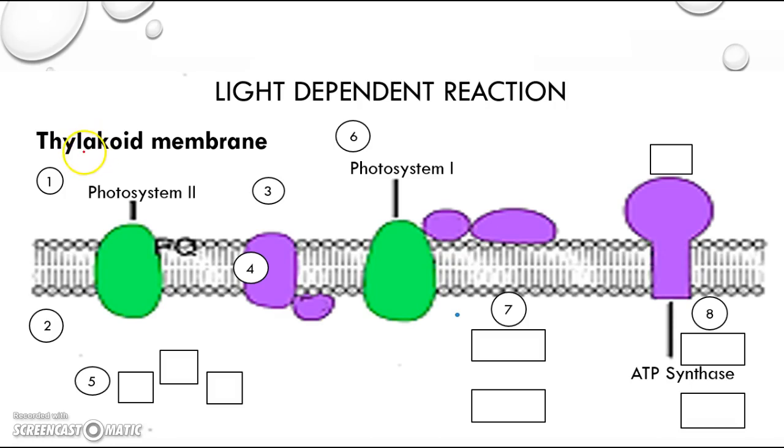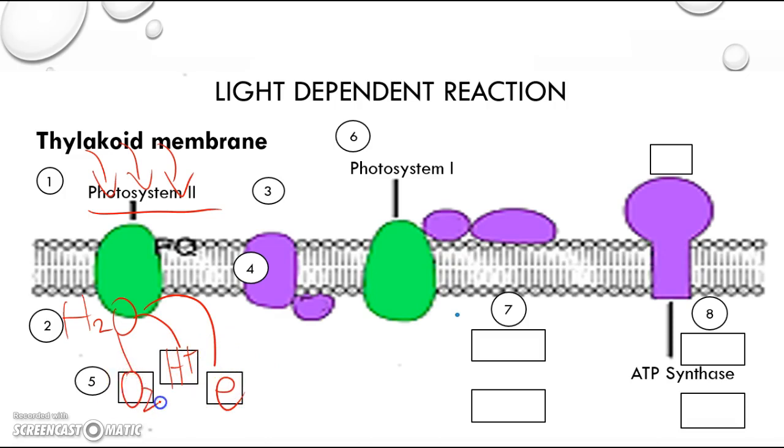So first, sunlight is absorbed in photosystem 2. Next, water, which is H2O, is absorbed and it's broken down into H+ ions, electrons, and oxygen. The H+ ions move across the thylakoid membrane. The electrons move into the electron transport chain, while the oxygen is released.